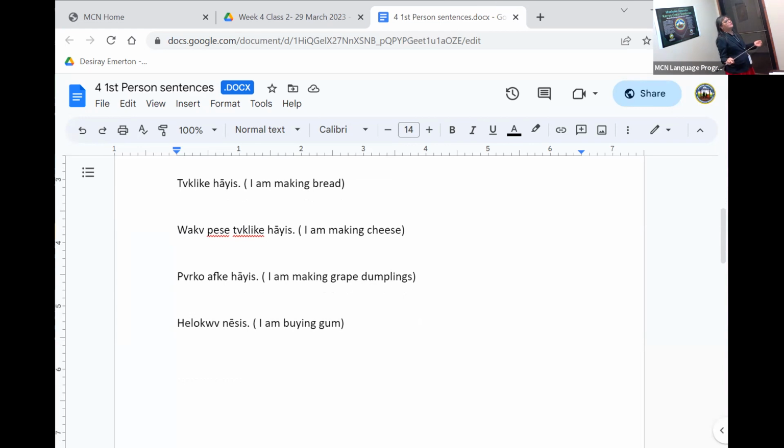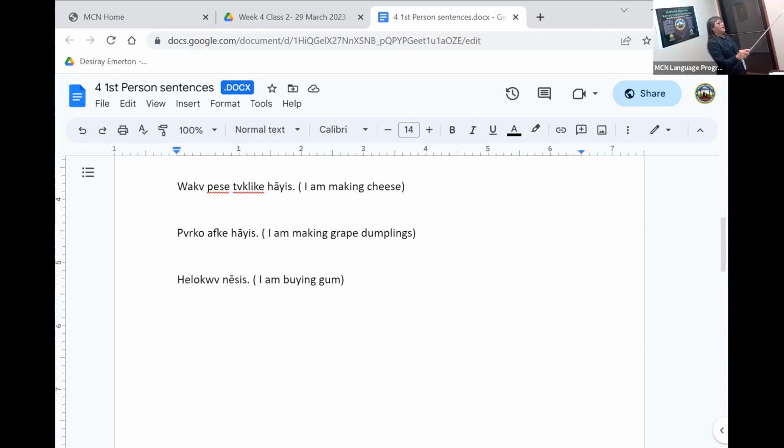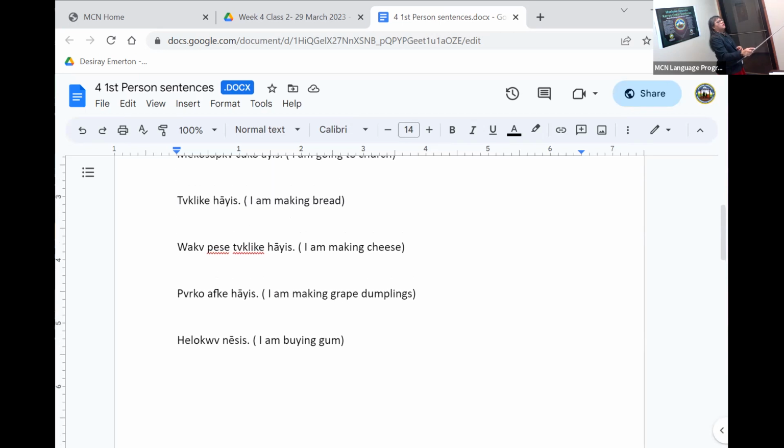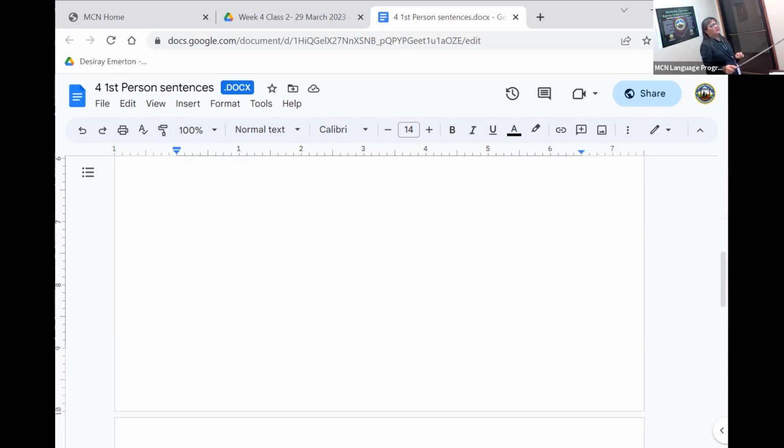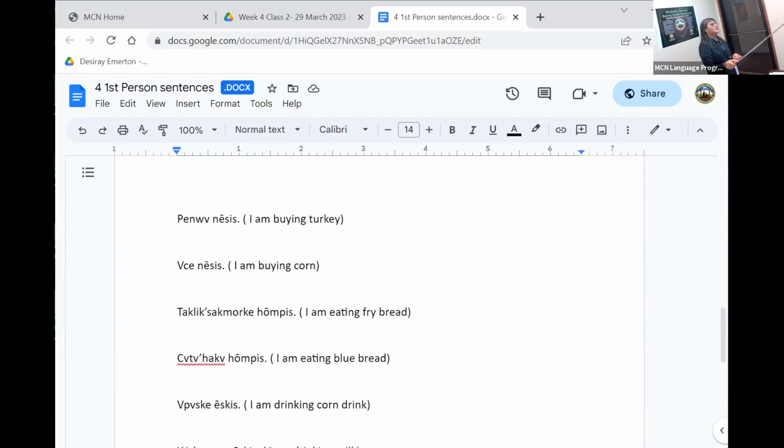Daklegi hayes. I am making bread. Wagabizi daklegi hayes. I am making cheese. Mvhsko afki hayes. I am making grape dumplings. So you can see where our words are coming into play. Hilokwa nises. I am buying gum. And that was also one of our vocabulary words for our Mvskoke sounds.